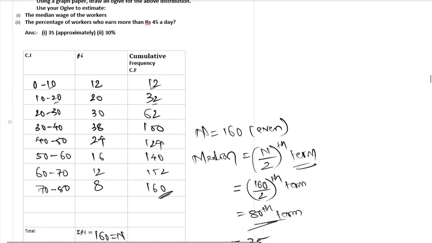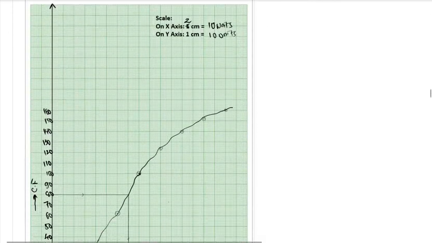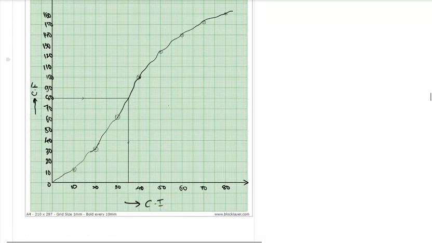Now, you know how many marks you have just scored. Cumulative frequency distribution table, 1 mark. Formula for median, 1 mark. Drawing the ogive, 2 marks, right? And finding the median, that is 1 mark more. So 5 marks are already backed by you. Okay, now the last question for 1 mark: the percentage of workers who earn more than rupees 45 a day.